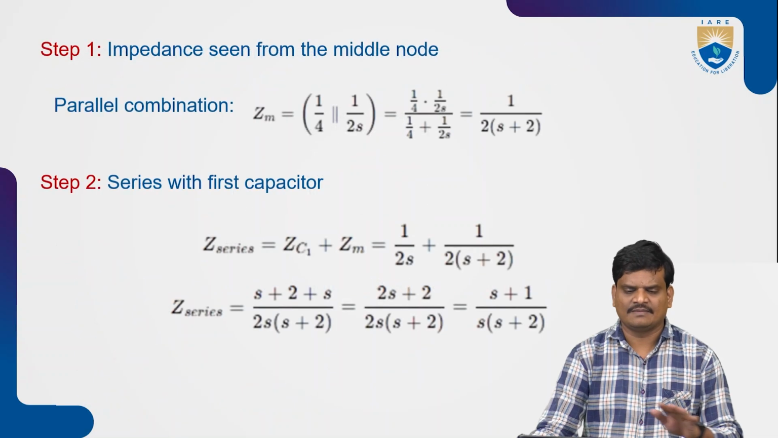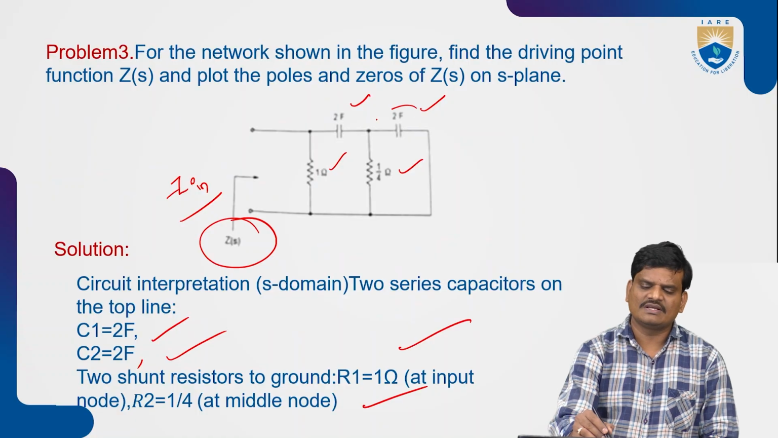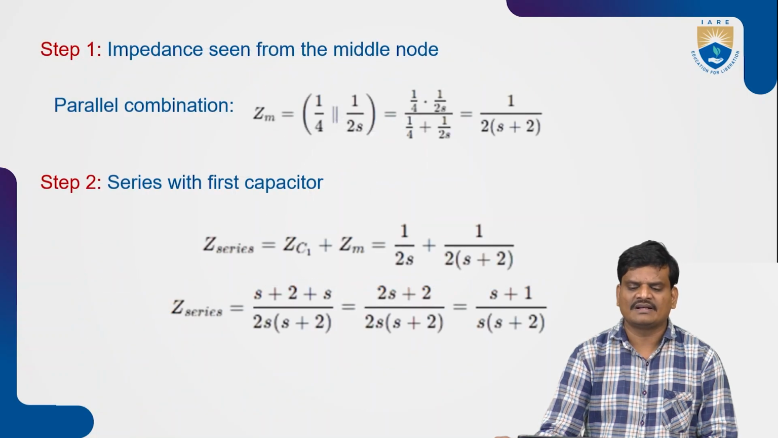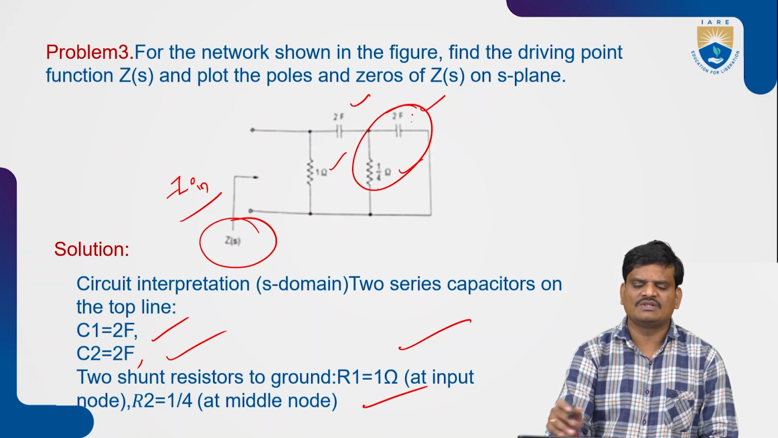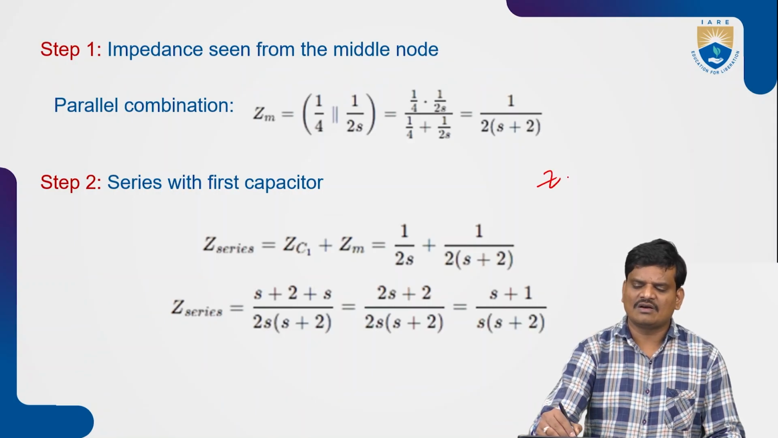Coming to the first step. Seeing from the left side, how are these two things connected? These two things are connected in parallel. So what is the value of this particular thing? 1 by 4. And what about this capacitor? It is considered as 1 by 2s.